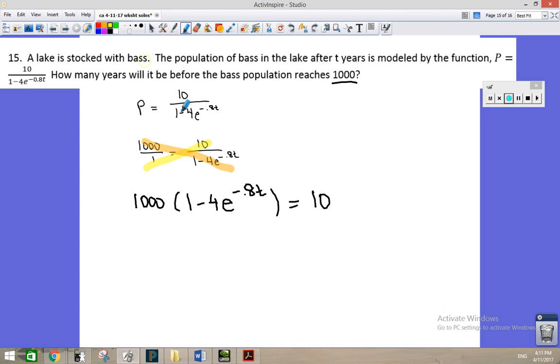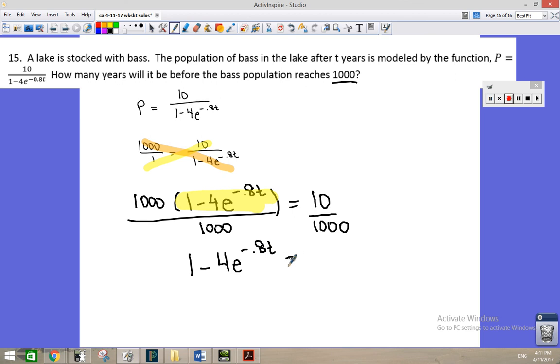So, in the left-hand side I have two factors. This factor that contains my variable, I want to get it by itself. Let's divide both sides by 1,000. 1 minus 4 times e, 10 divided by 1,000. The decimal point moves over 3 places, so that's 0.01.